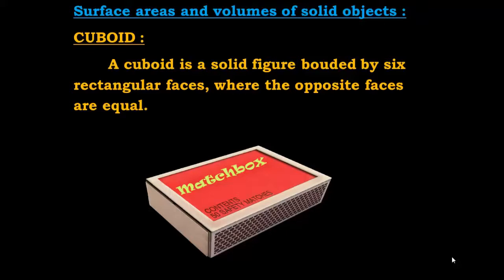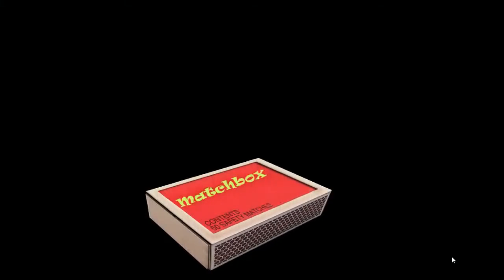The best example of a cuboid is also your textbook or notebook. These are examples of cuboid. Their opposite surfaces are equal and each surface is rectangular. So this is a cuboid. Next we are going to study the dimensions of this cuboid.